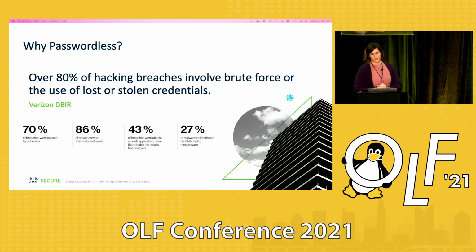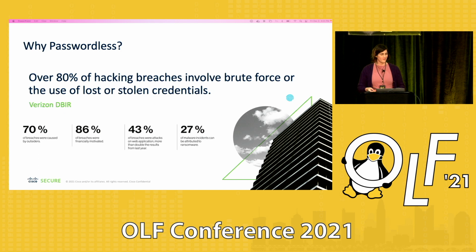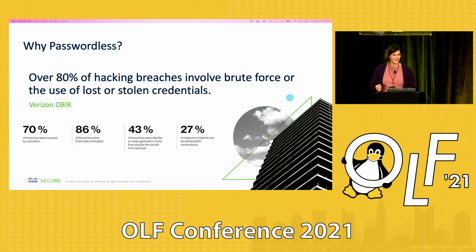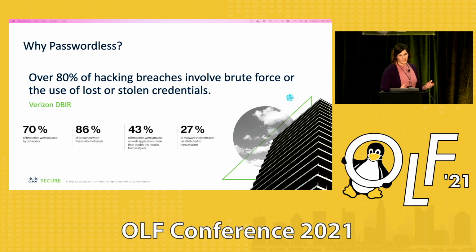OK, so why passwordless? The big statistic everyone loves to talk about is the Verizon DBIR. 80% of breaches involve brute forcing or lost or stolen or poor quality passwords. That's pretty terrifying. So that's been a high number. It's actually gone down a little bit. Last year it was 81%. So good job, team.